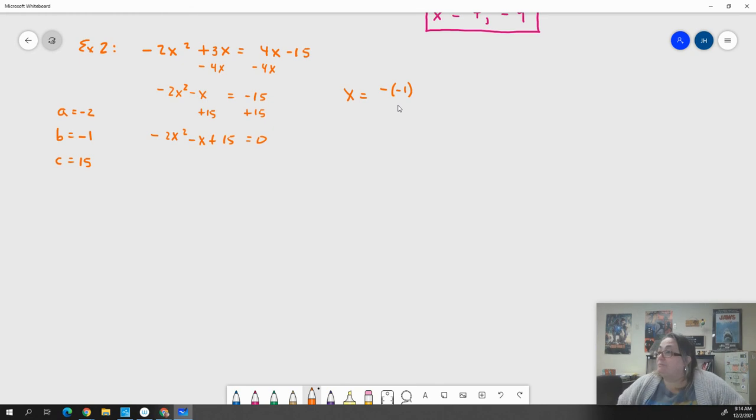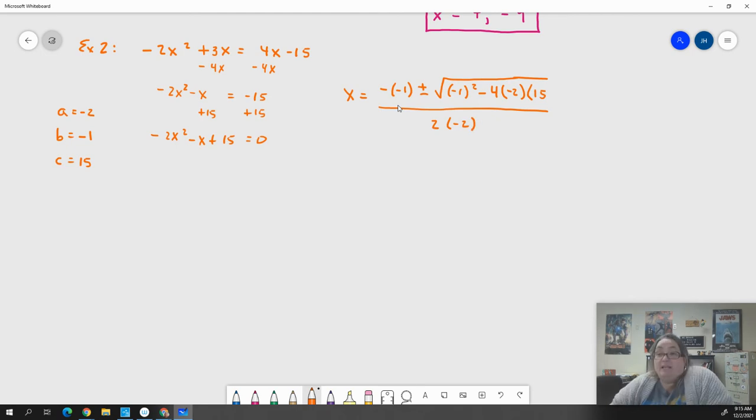So here I have that negative 1. I've got plus or minus the square root of b squared. So we're going to go negative 1 squared. Always put it in parentheses because you've got to square that negative as well. Minus 4 times a. Well, our a is negative 2. And times c, which is 15. All over 2 times a, which is negative 2.